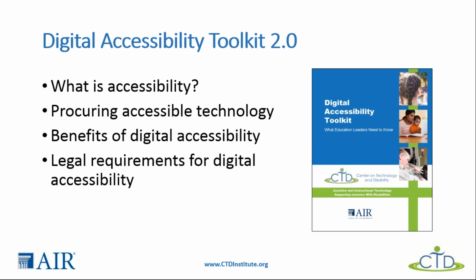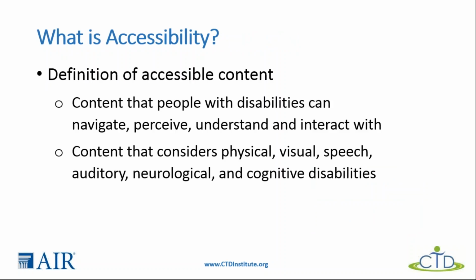So here's the cover of our latest version of the Digital Accessibility Toolkit. It covers definitions of digital accessibility, talks about procurement of accessible technology, the benefits of digital accessibility, and specific legal requirements, both at the state and federal level around digital accessibility. And before Rebecca gets started, I just want to make sure that we're all on the same page in terms of using consistent definitions. When we're talking about accessible content, we're talking about content that people with disabilities can navigate, perceive, understand, and interact with. And it's content that considers physical, visual, speech, auditory, neurological, and cognitive disabilities.